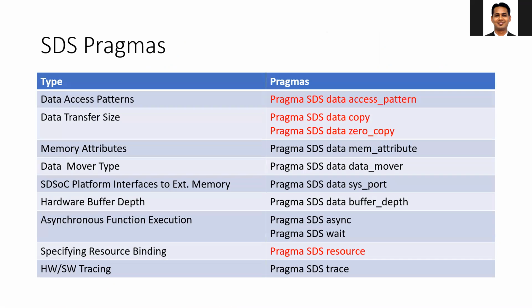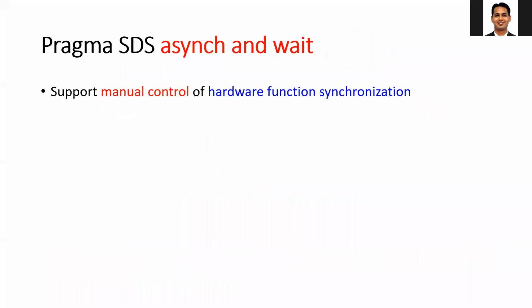Till now, we have discussed various SDS pragmas, including SDS resource, data copy, zero copy, and access pattern. In this video, we are going to discuss three more SDS pragmas, namely SDS async, SDS wait, and SDS data buffer depth. In most cases, all these three pragmas need to be used together. So first we'll start with the SDS async and SDS wait.